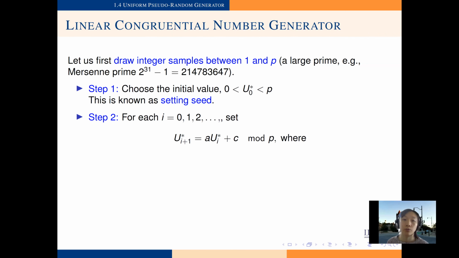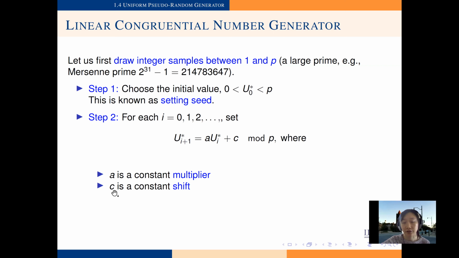In step 2, we want to obtain subsequent draws. So for each i equals 0, 1, 2, etc., we want to set u star of i plus 1, which is the i plus 1 pseudo-random integer sample, to be equal to A times ui star, the previous pseudo-random integer sample, plus C modulo P. So here, A is a constant multiplier in front of the previous draw. C is called a constant shift.